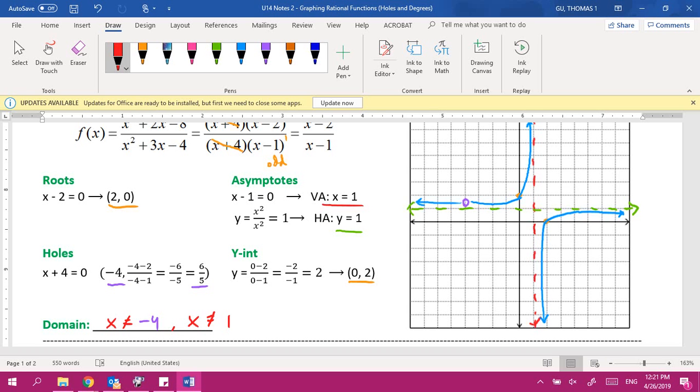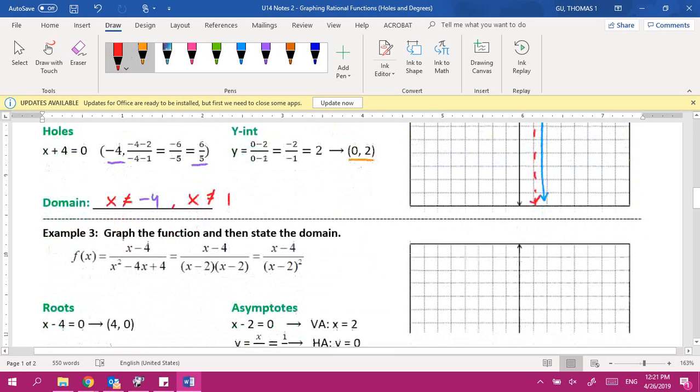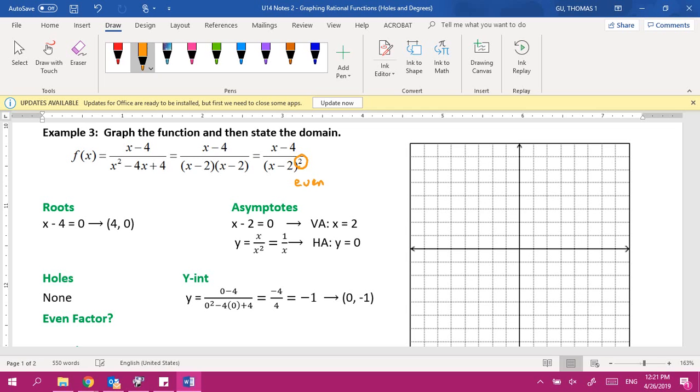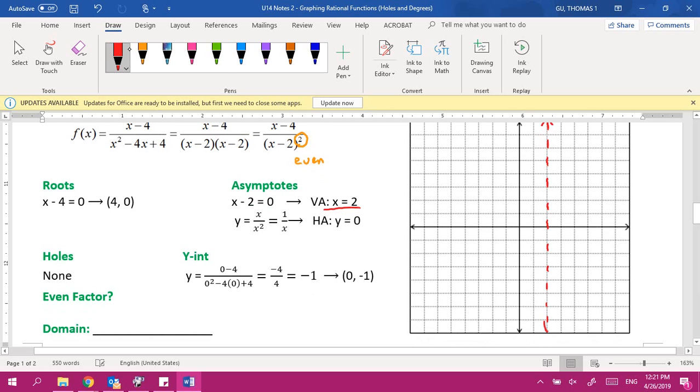All right, so let's go to example number 3 then. Notice on this one, are there going to be any holes on this graph? No, you don't see anything that can cancel out. But take a look at the denominator. Look at the factor here. What is the degree? 2, which is even. So this one's going to look a little different. The vertical asymptote is x equals 2, and the horizontal asymptote is y equals 0.